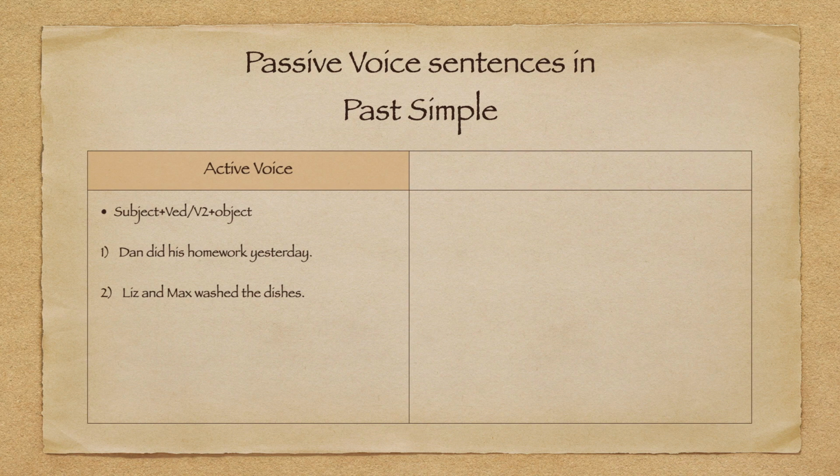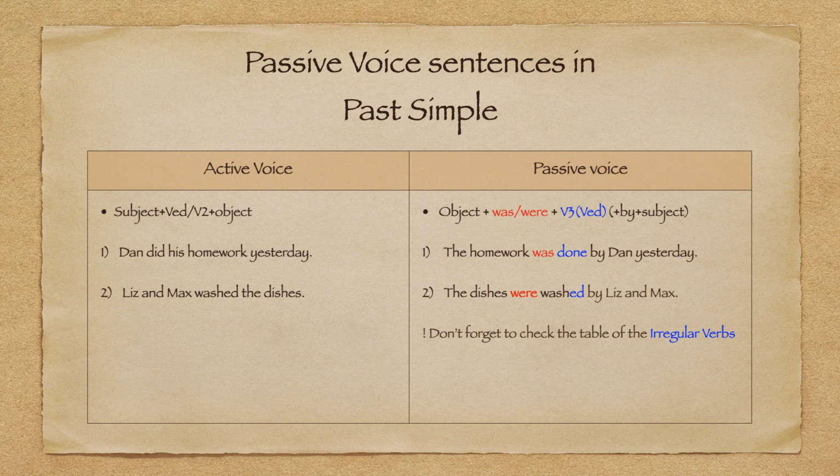Now let's convert these sentences into the passive voice. And here comes our structure. Object plus was or were, because the verb be in the past can be was if the object is singular, only one thing, or were if there are more than one things. Then we have verb in the third form or verb plus ed. Only after that we can add by plus the subject. But we don't have to do that. That depends on the situation.